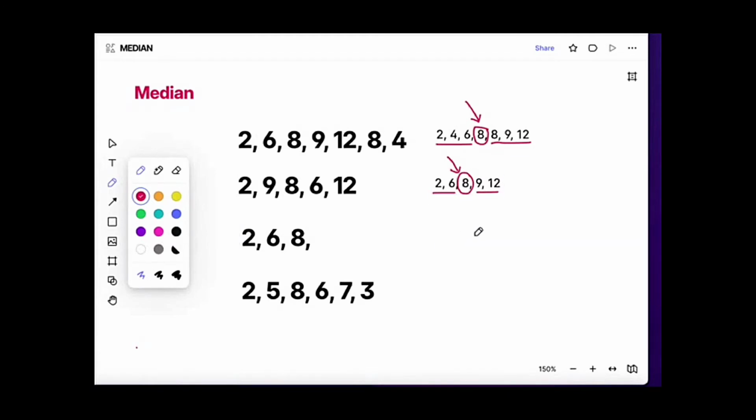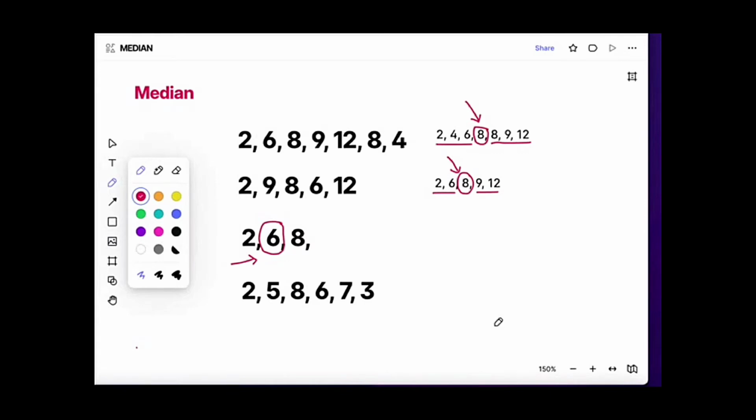Okay, great. So now we've got another data set, and this one just happens to be in order already. So we don't need to resort it. It's already sorted from lowest to highest. So the next step is, what is the number in the middle? Okay, well, the number in the middle here is a 6, which means that the median for this data set is 6.